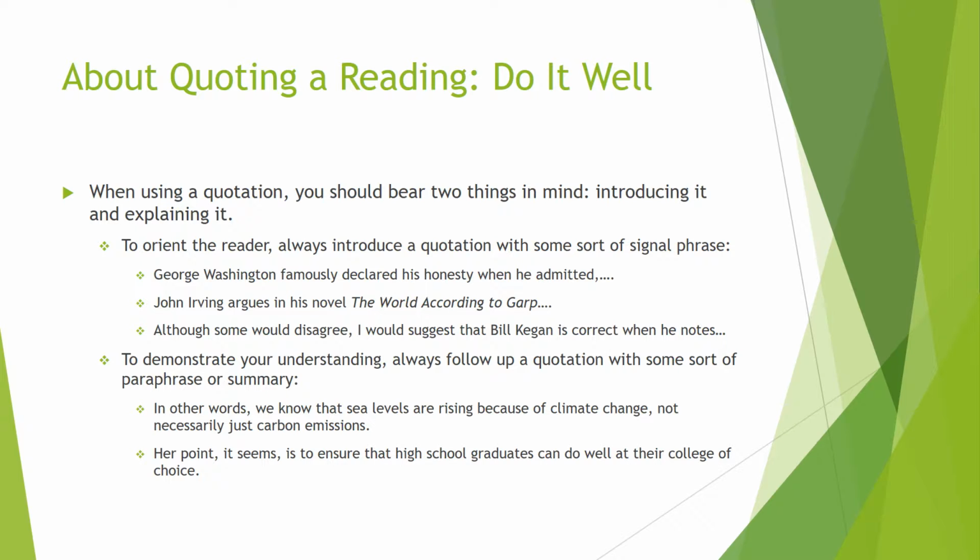To orient the reader, you introduce a quotation with some sort of signal phrase or perhaps an attribution to an author. For example, George Washington famously declared his honesty when he admitted, and then a set of quotation marks in the quotation. Or, for example, down at the bottom of that example list, although some would disagree, I would suggest that Bill Keegan is correct when he notes. To orient the reader, introducing a quotation is a very good idea. This way, when we read the actual quotation, we've been prepared for what you intended to mean.